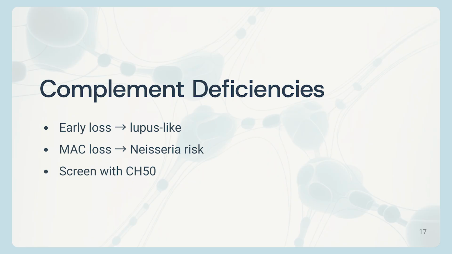Next, we have complement deficiencies. If you're missing early complement components like C1 or C2 or C4, you have a high risk of developing autoimmune diseases, especially conditions resembling lupus. But if you lose components involved in forming the membrane attack complex, or MAC, like proteins C5 to C9, your body will struggle against specific bacterial infections. You're particularly at risk for infections caused by Neisseria species, for example.